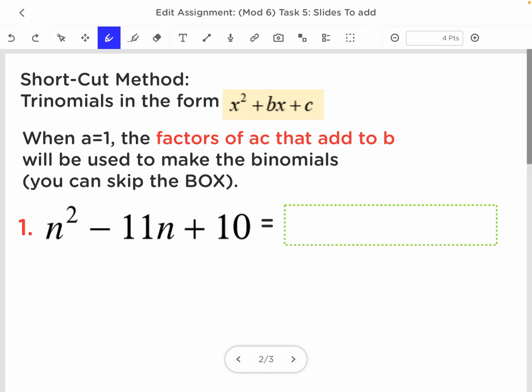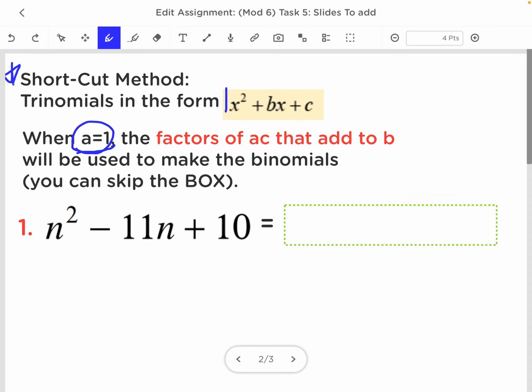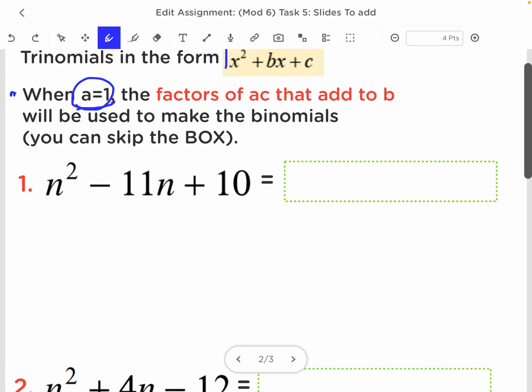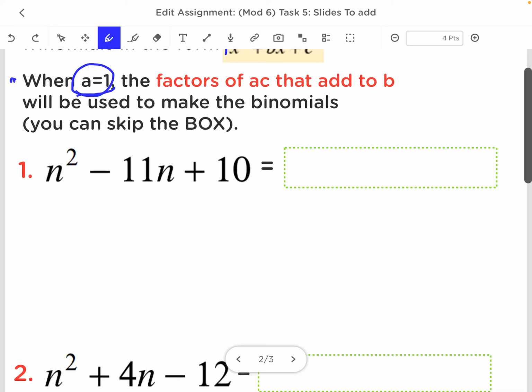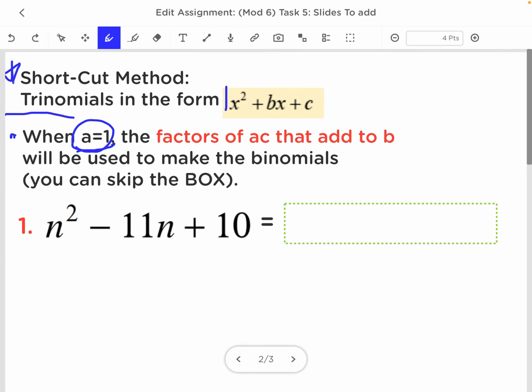So here's where you're going to pick up your pencil and start writing down, and you're going to title the page Shortcut Method. What we are looking at is trinomials in the form x squared plus bx plus c. So our leading coefficient is 1, or our a is 1. That's what we're looking at here. So when a is 1, and I do want you to write this statement, when a equals 1, the factors of AC that add to b will be used to make the binomials. In other words, you can skip doing the whole box thing.